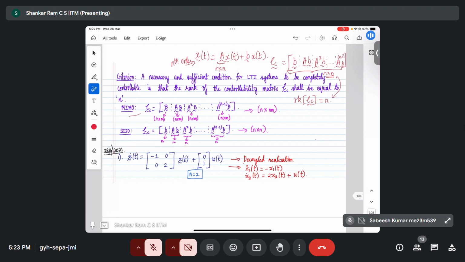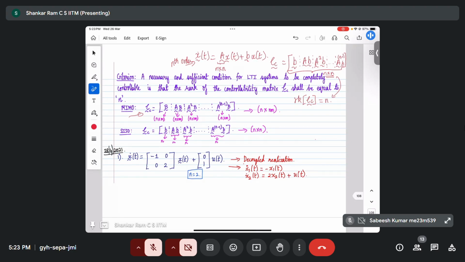Similarly, for a multi-input, multi-output system, this is the criterion. We have the matrix A and the matrix B. We write B, AB, A squared B, all the way till A to the power n minus 1 times B, and that rank should be n. This is how we form the controllability matrix, and then evaluate how and when the system realization is completely controllable. So that is the notion of controllability.